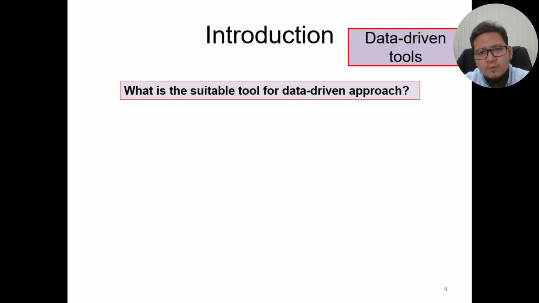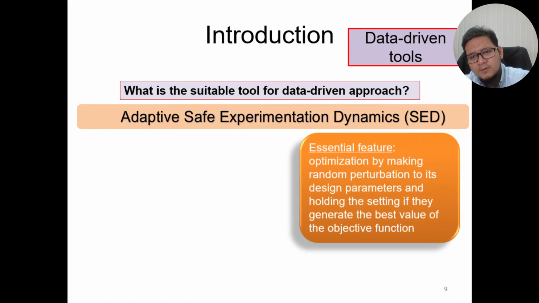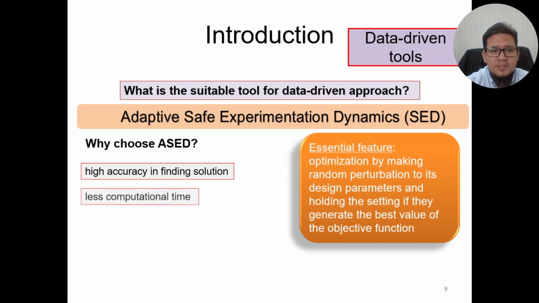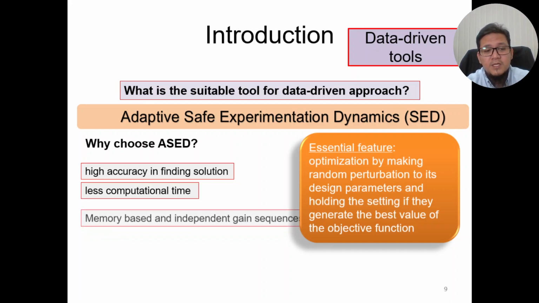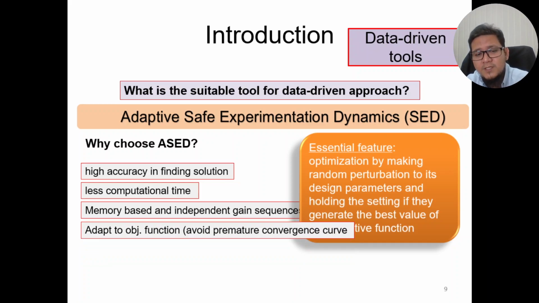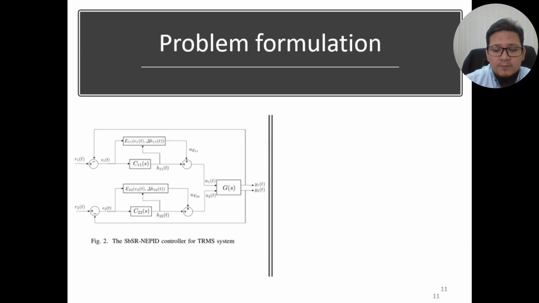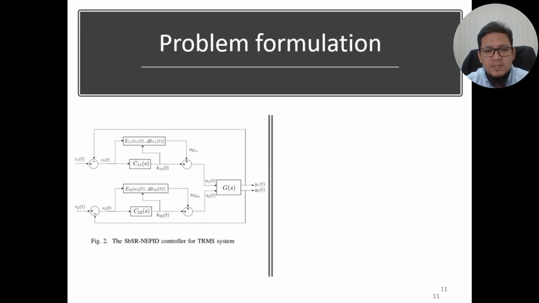So for the data-driven tool, we select the adaptive safe experimentation dynamics, ASED. This ASED optimizes by making random perturbations to its design parameters and holding the setting if they generate the best value of the objective function. This ASED has high accuracy in finding solutions and less computational time because ASED is single-agent-based optimization. And this ASED is also memory-based, with an independent gain sequence, and adapts to the objective function to avoid the premature convergence curve.